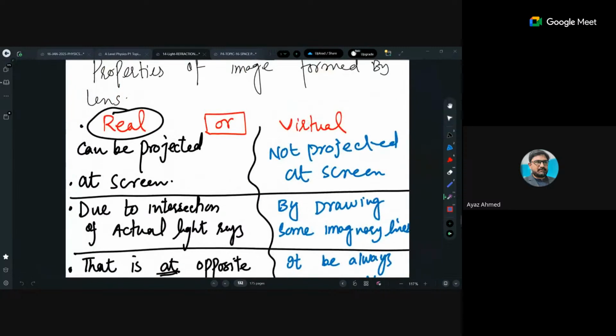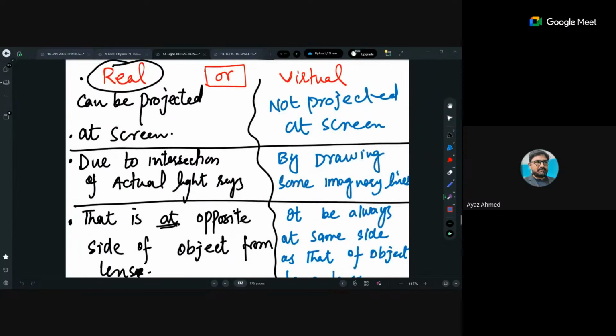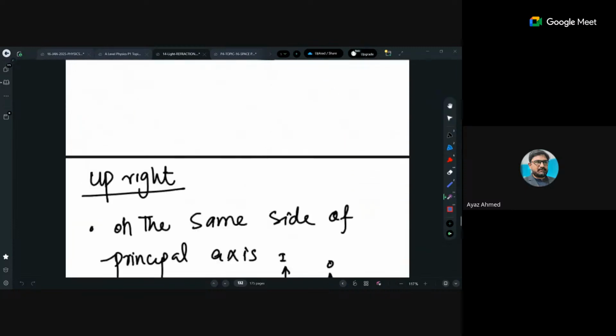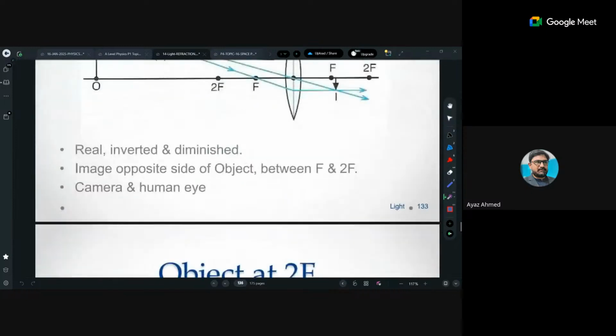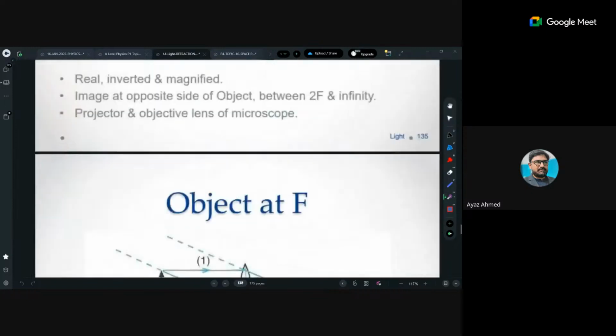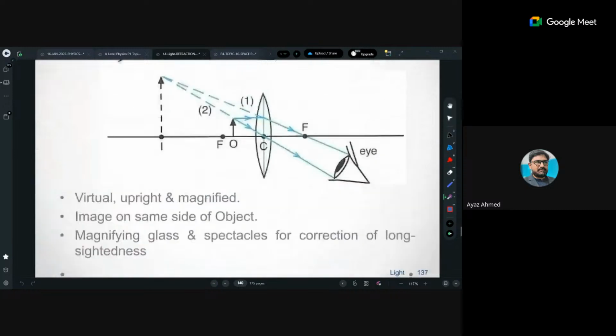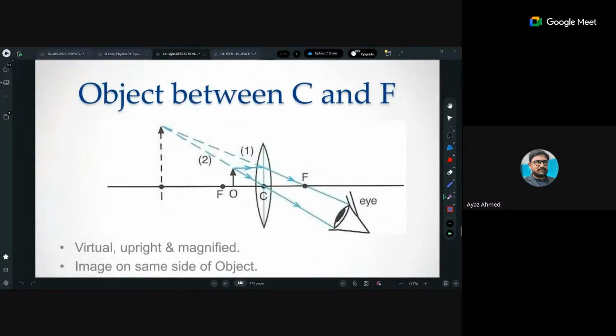And virtual image is that which is not projected on the screen. It can be drawn by imaginary lines. You have to draw the lines, and then it is always on the same side as that of the object. And I have given you the example of that here. Here, this image, did you see that it is generated by your self-drawn rays, then object and image both are on the same side.